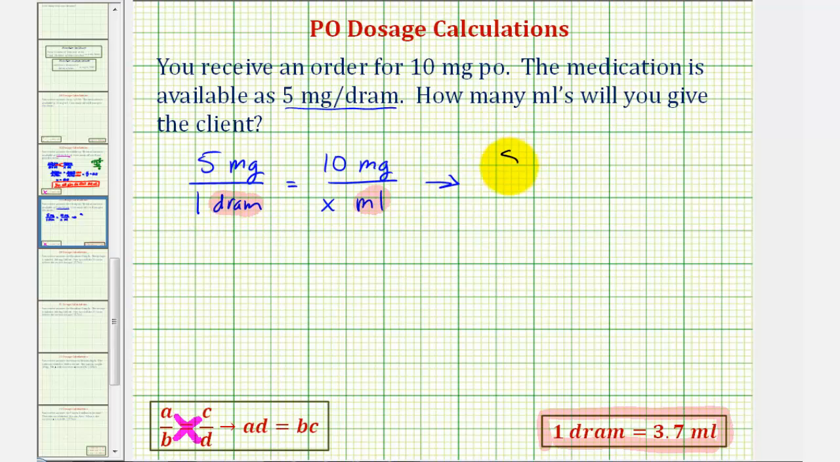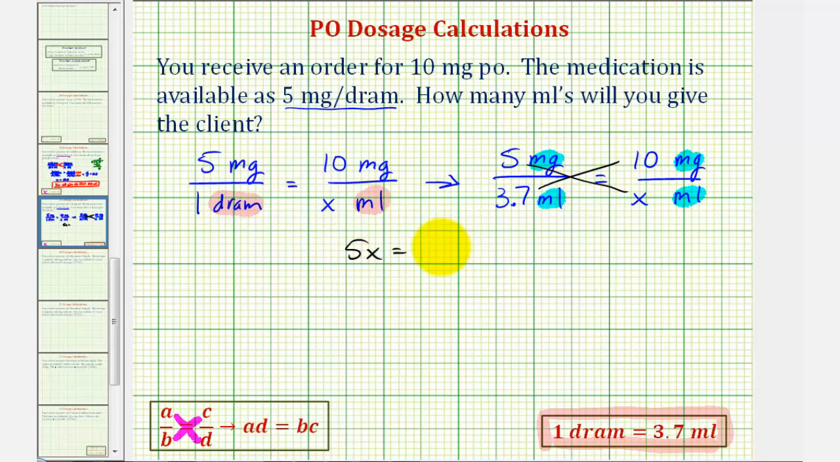So we'd have 5 milligrams is to 3.7 milliliters as 10 milligrams is to X milliliters. Again, notice how the units on the top are the same, the units on the bottom are the same, so now we can cross multiply and solve for X. When cross multiplying, we'll leave off the units, so we have 5 times X, that's 5X, must equal 3.7 times 10, that's 37. Divide both sides by 5.